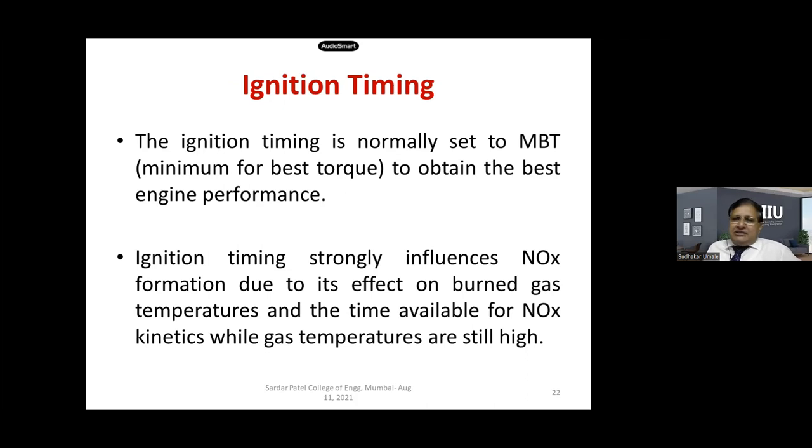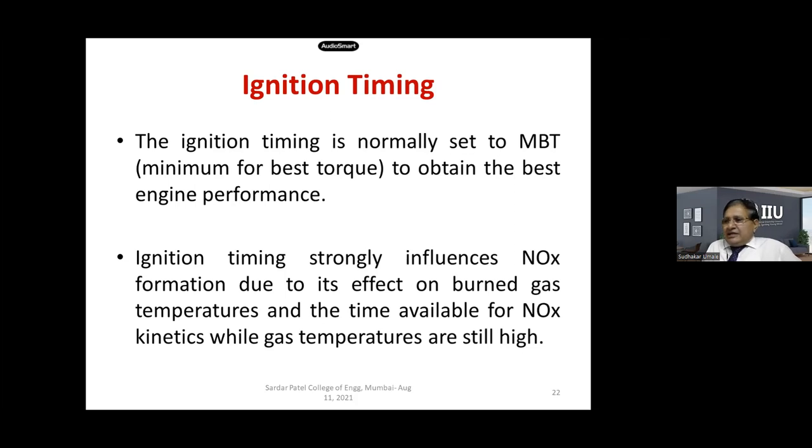Another important parameter is ignition timing. What is exactly ignition timing? It is where the fuel starts burning, that is before the end of the compression stroke of the engine, and hence selecting the correct ignition timing is very important. The ignition timing is normally set to MBT, minimum advance for best torque, to obtain the best engine performance. Ignition timing strongly influences NOx formation due to its effect on unburned gas temperatures and the time available for NOx kinetics while gas temperature is still high.